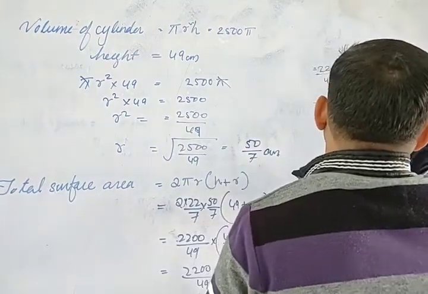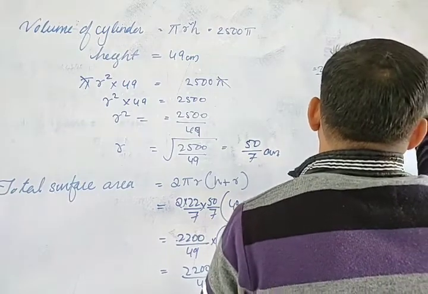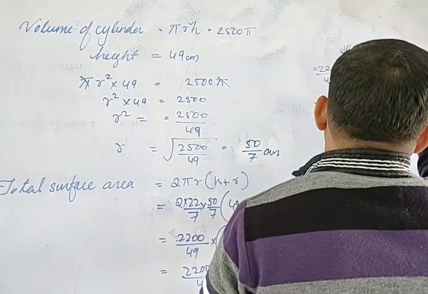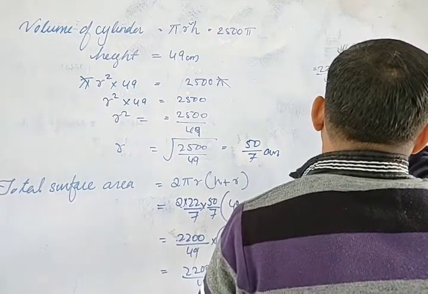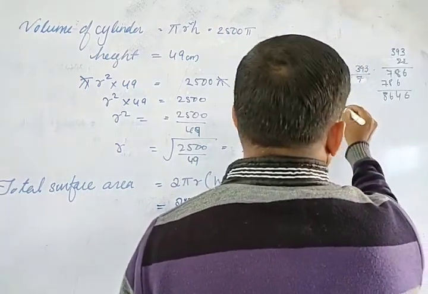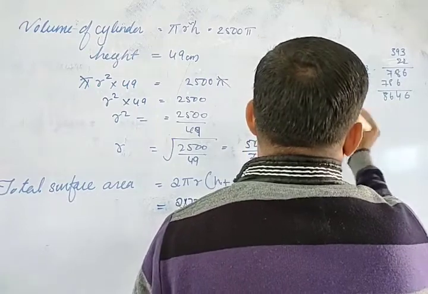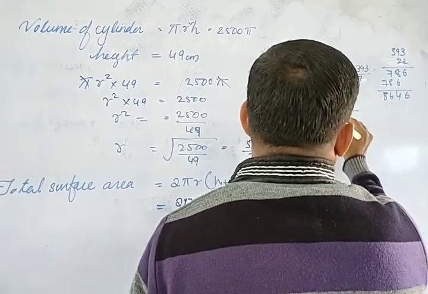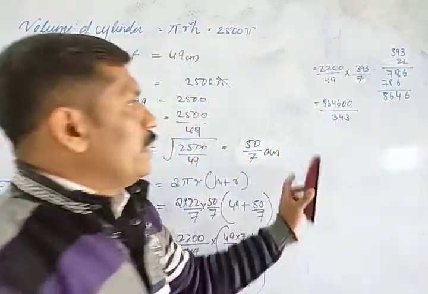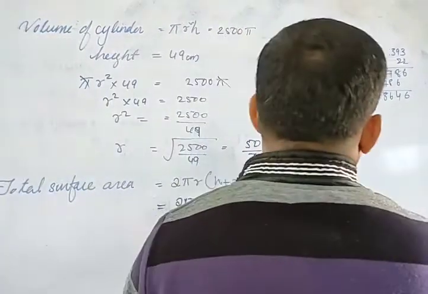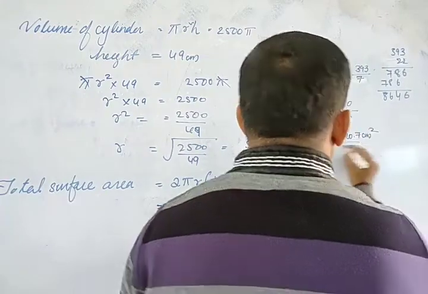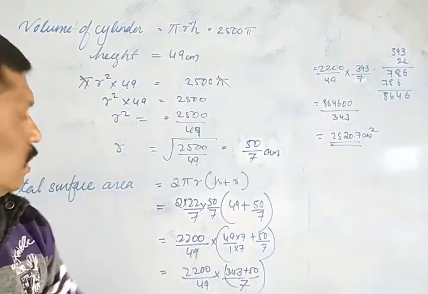393 upon 20 into 22. We multiply 2 3s are 6, 9 2s are 18, 7, 6, 8, 7. Means 8, 6, 4, 6. Then after we place 2 zeros, that is equal to this much divided by 49 into 7, 340. This we divide. When we divide this, we get 2520.7 centimeters square. So this is the total surface area of this cylindrical figure.